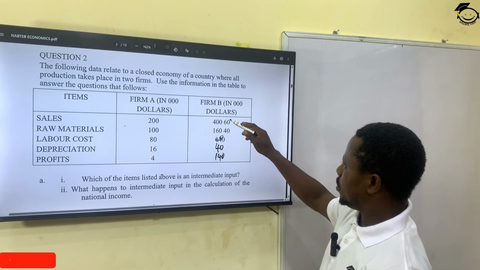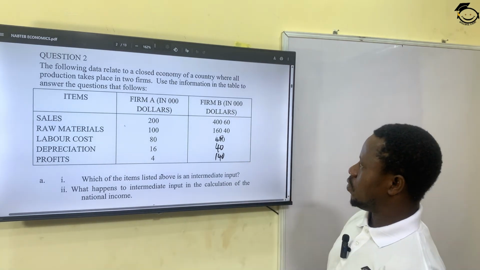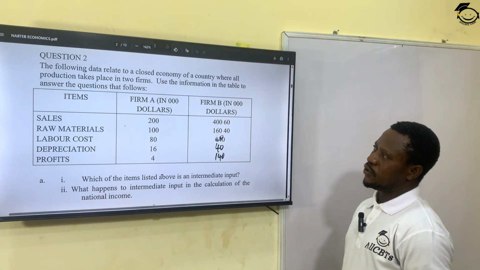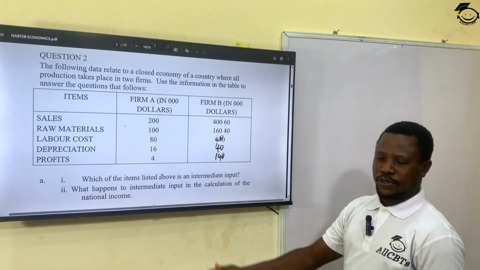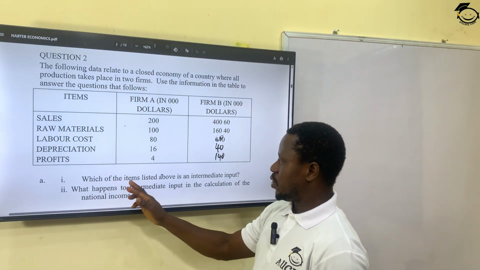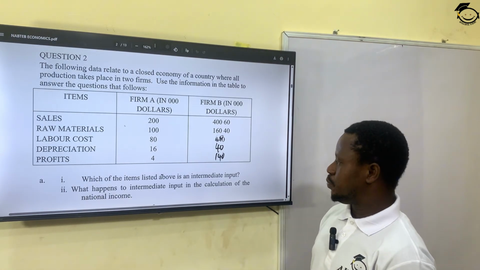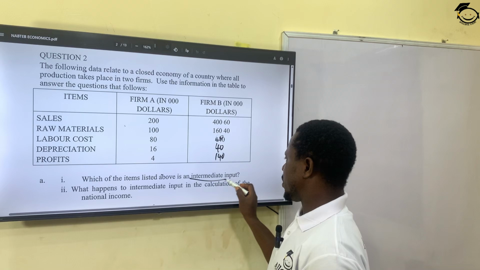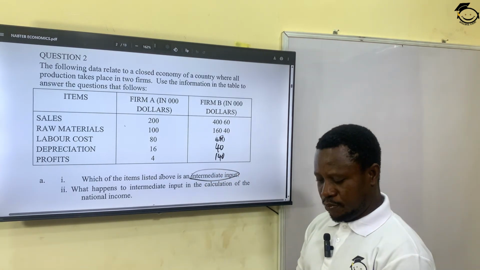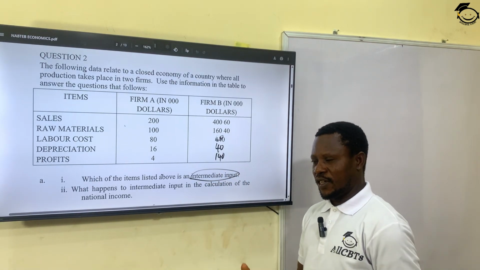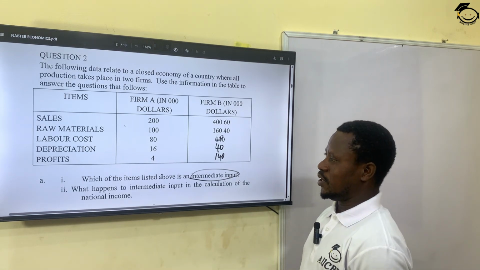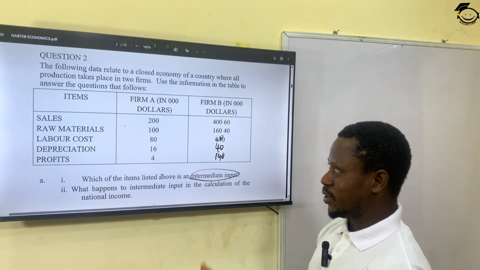Okay? It should be in this order, 60, 40, 140. All right? So from this table, we have the following questions. Which of the items listed above is an intermediate input? An intermediate input is an input that is in process, is in transit. It has not gotten to the final stage. So an idea should tell you exactly what I'm talking about here.